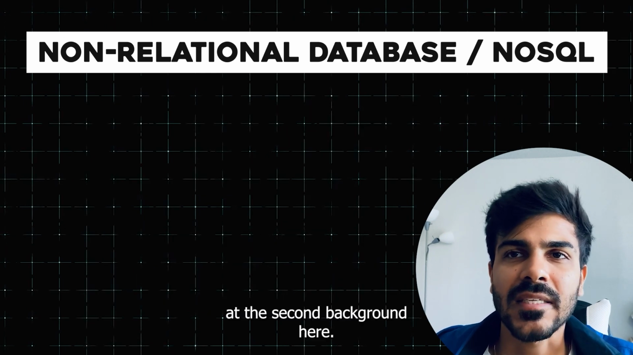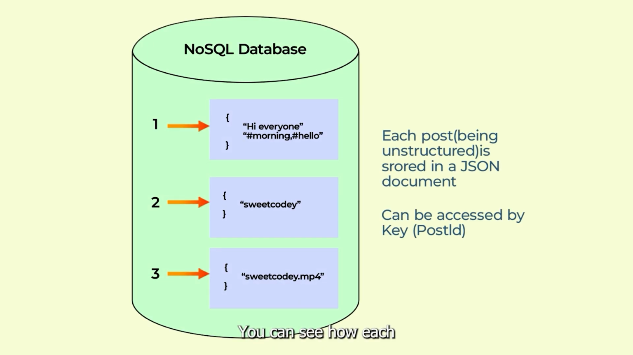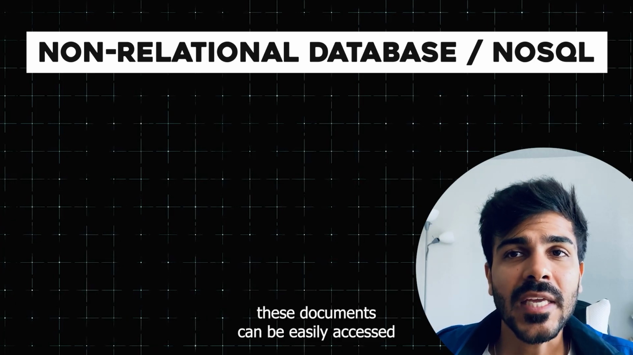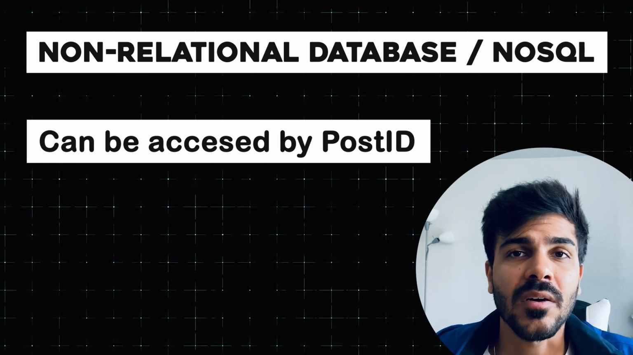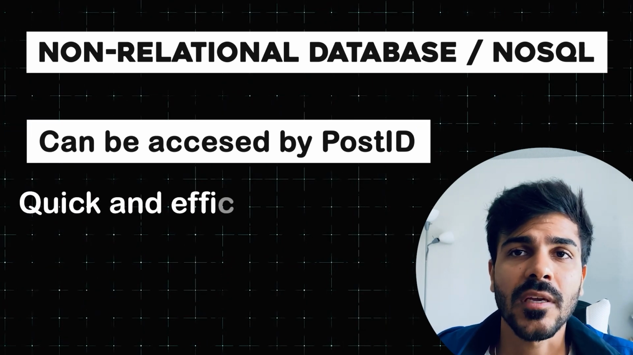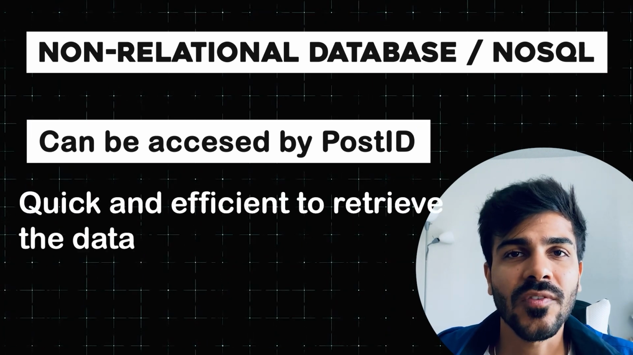Let's take a look at the second diagram. Here, you can see how each social media post is stored as a JSON document in a NoSQL database. Each post is complete within its own document, and there is no wasted space. Plus, these documents can be easily accessed using a key like a post ID, for instance, making it quick and efficient to retrieve the data you need.